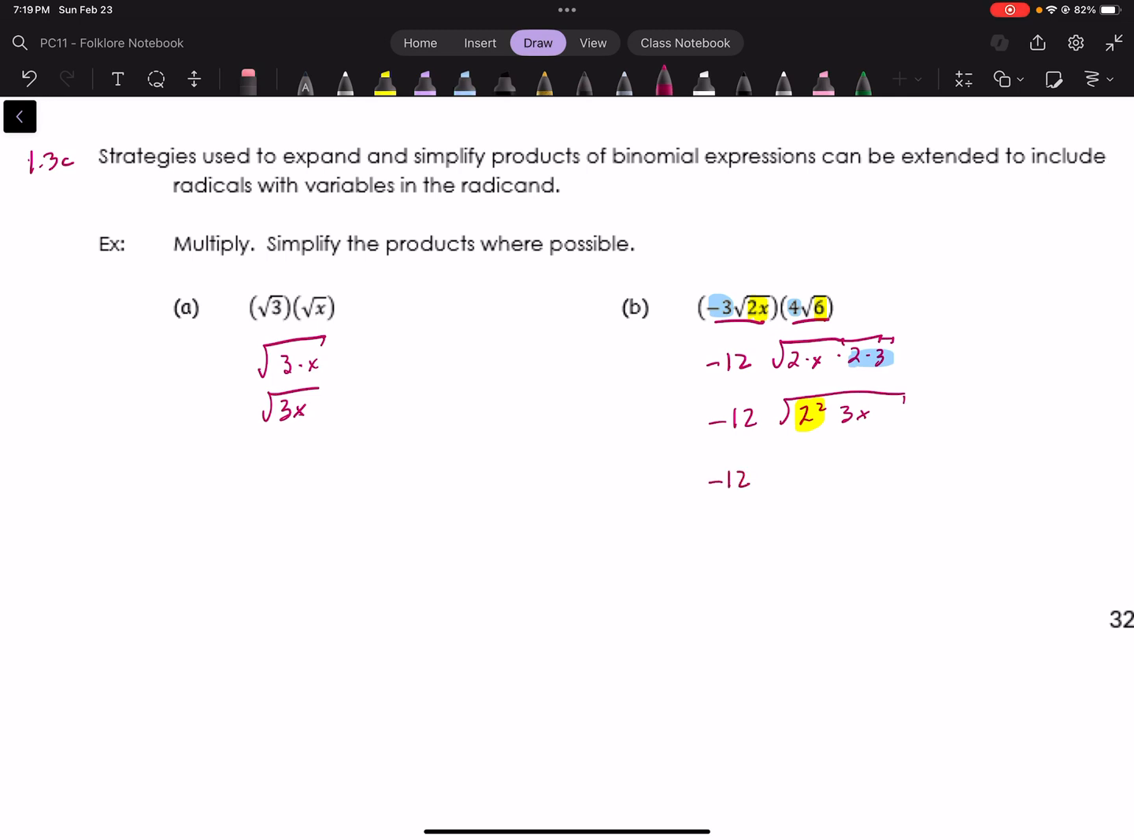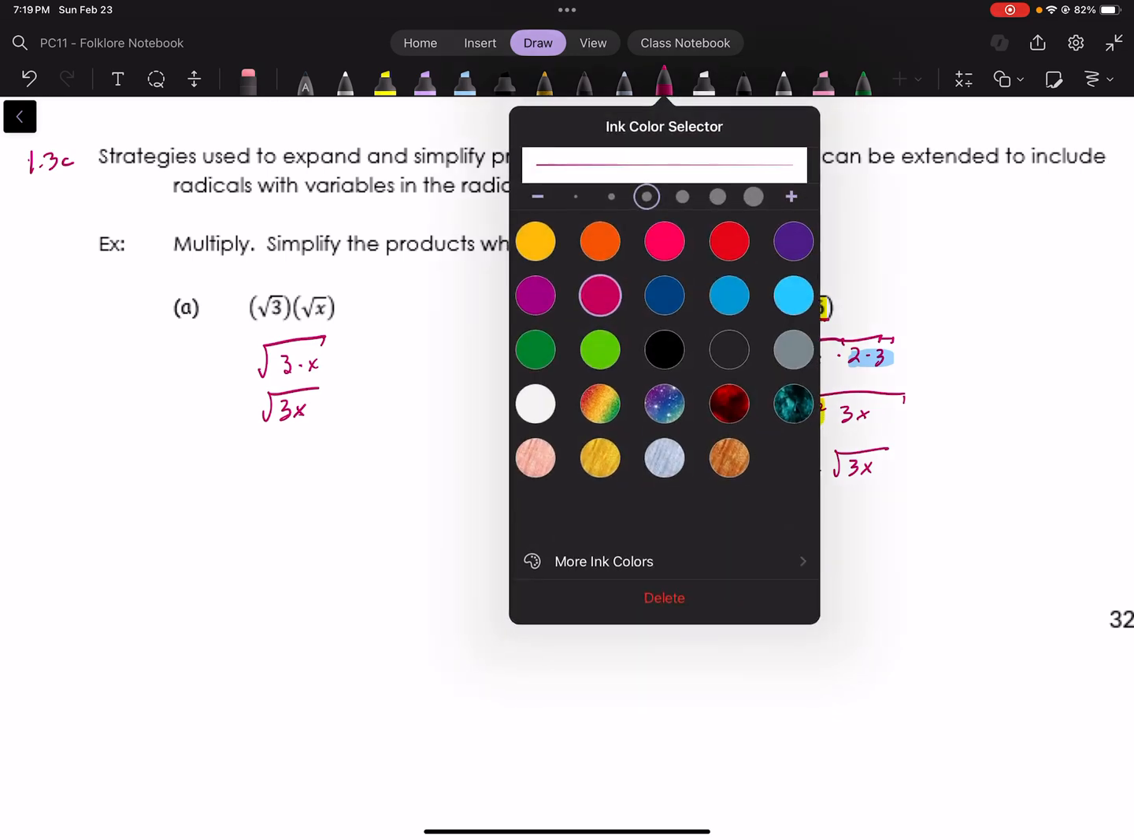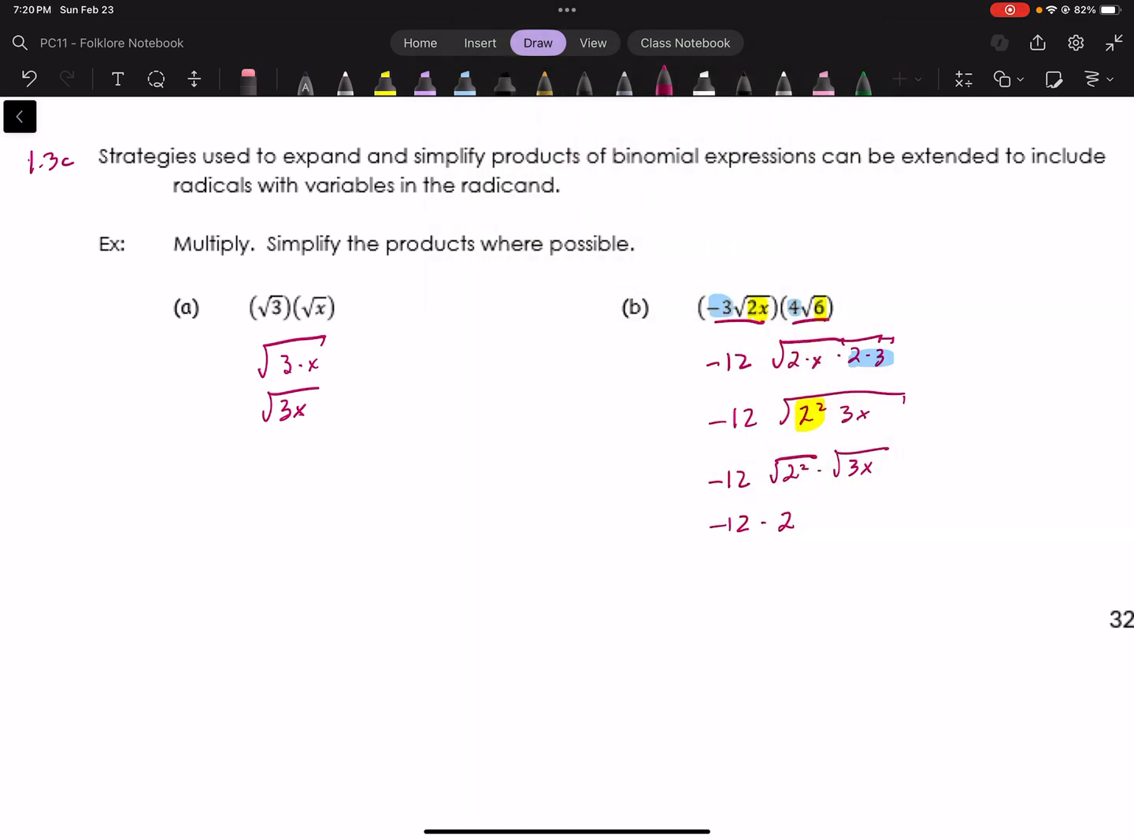So this is negative 12, the square root of 2 squared, times the square root of 3x. So this would be negative 12. I can easily simplify the square root of 2 squared, and that is 2. And the square root of 3x, it just remains the same. I'll multiply those two integer numbers, so that would be negative 24 times the root of 3x.